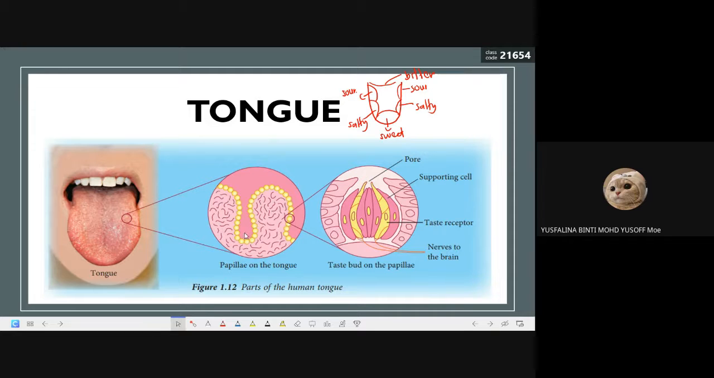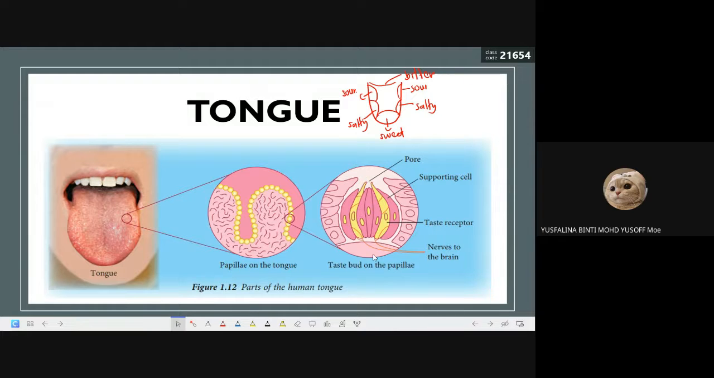On the top of the papilla, you can see a lot of round things, the yellow ones. I take one yellow and make it bigger. This is called the taste bud. This tiny yellow one is the taste bud, and this one is the papilla. On the top of the papilla, they have the taste buds, so there are many taste buds here.